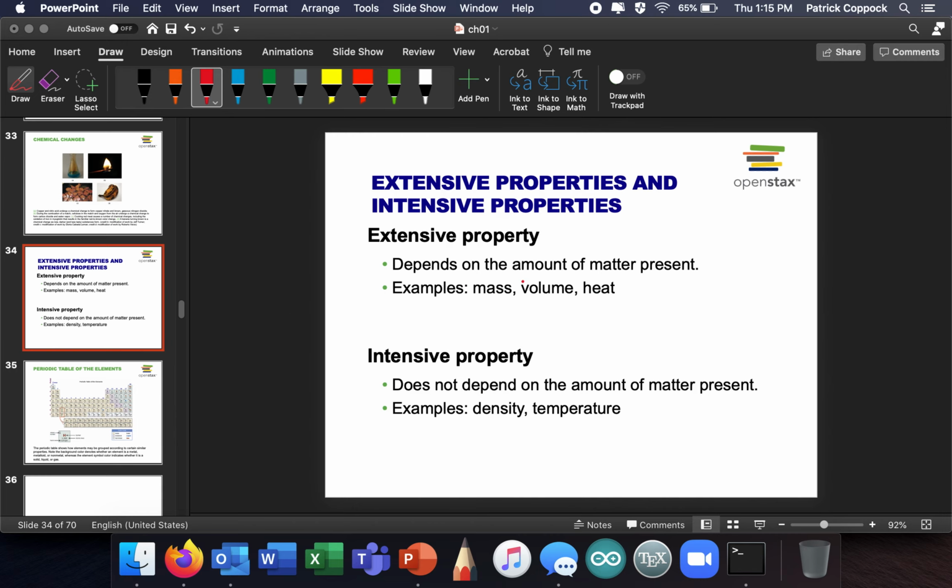All right. So now let's talk about extensive and intensive properties. We'll practice this a lot in class, so don't worry about not getting a good grasp on this right now. An extensive property depends on the amount, and an intensive property does not depend on the amount. Examples of extensive properties are how much mass do you have, or how much volume, or how much heat do you have, right? But you would never say how much density do you have, or how much temperature do you have. Those are intensive properties.